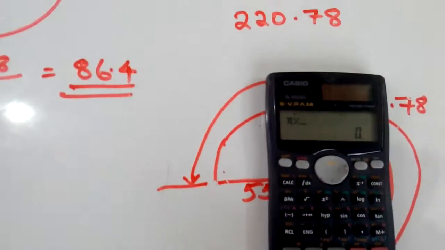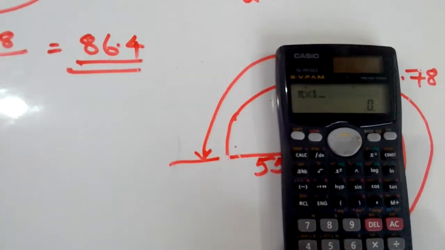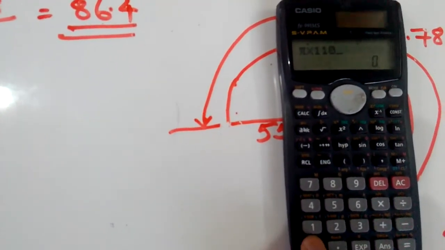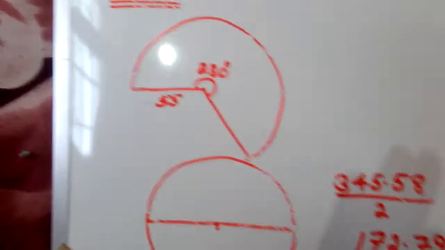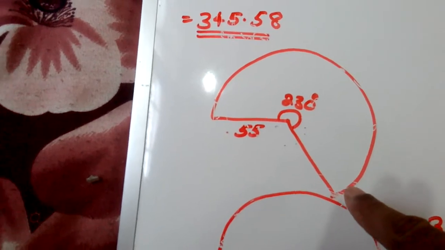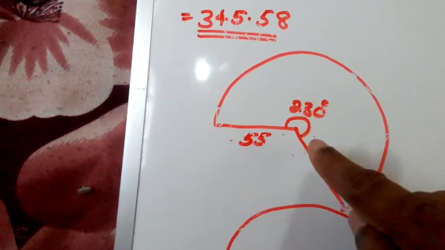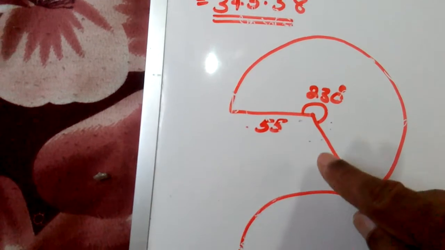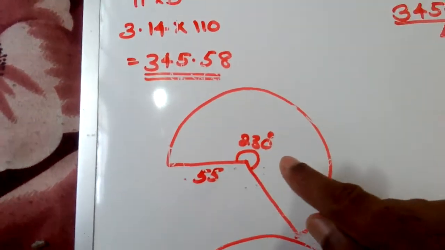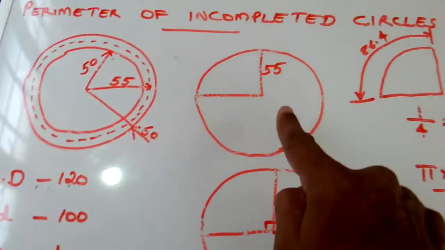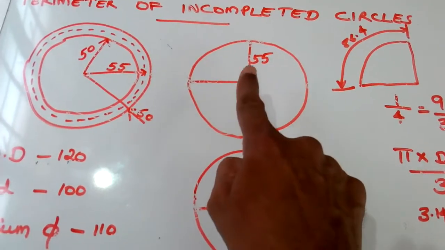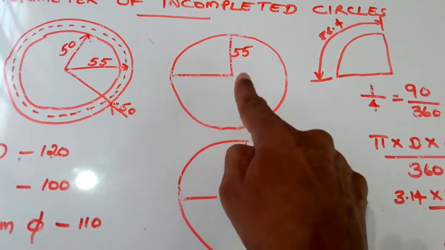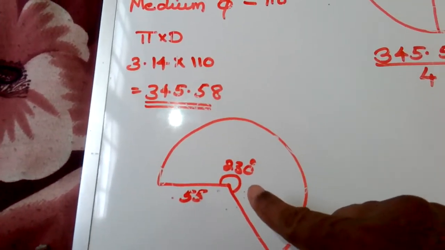Pi d into degree is 230. Everybody knows the formula: pi d into degree. Now we have to find out this measurement. Before finding out this 230, we can just check whether it will be correct or not. This formula can be used in this material. We shall just check this one.